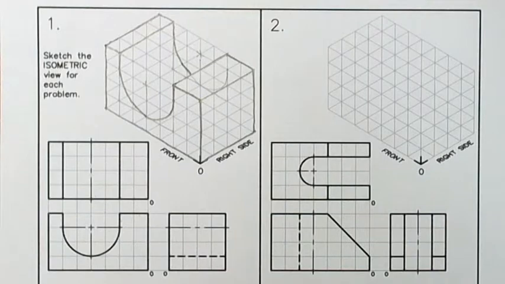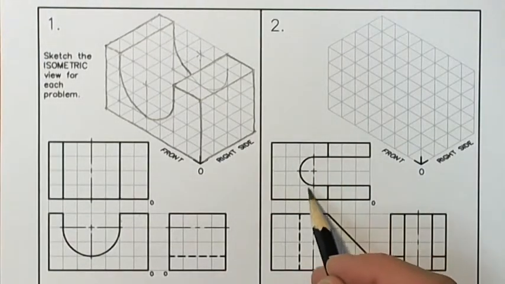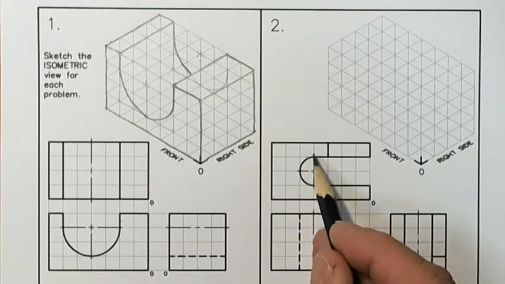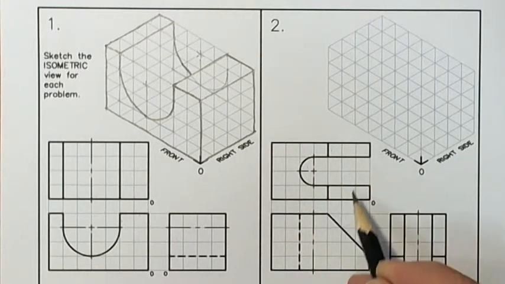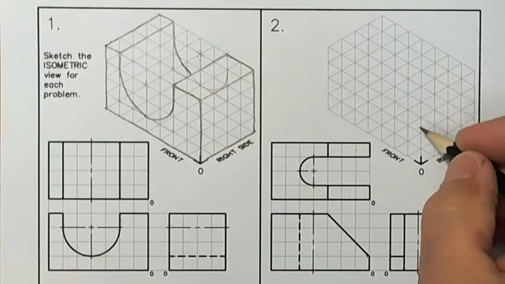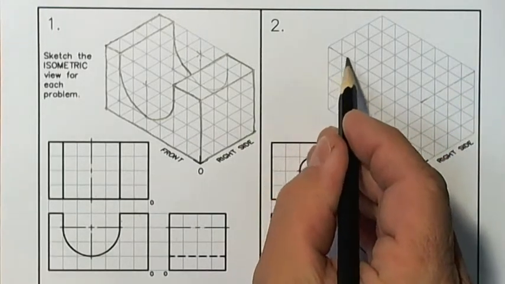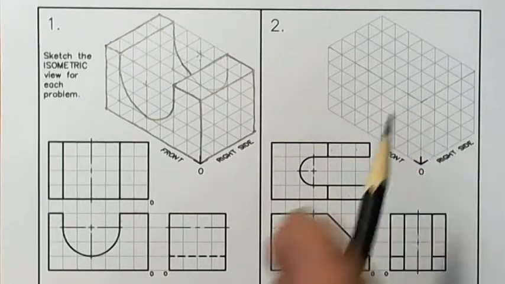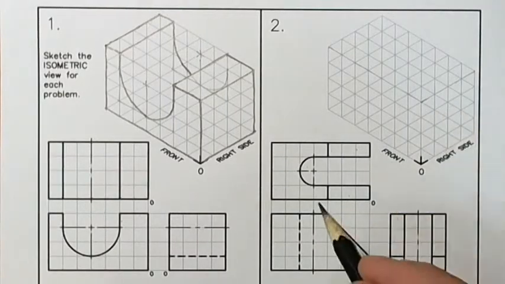Problem 2 is very similar in that we have a round-ended slot that comes and projects through on the top surface, and then I have 2 inclined surfaces that appear as an edge view here. I'll start once again by lightly drawing in the box, the rectangular prism that's going to appear in the isometric.